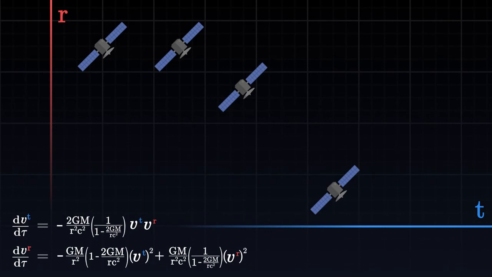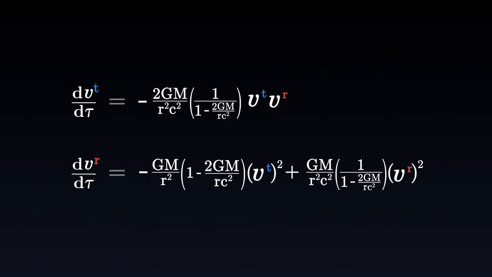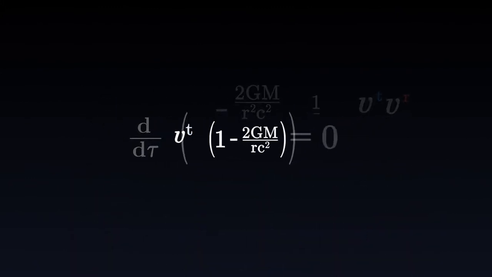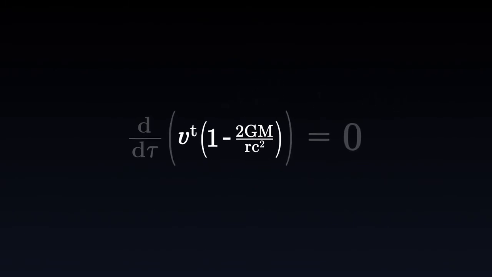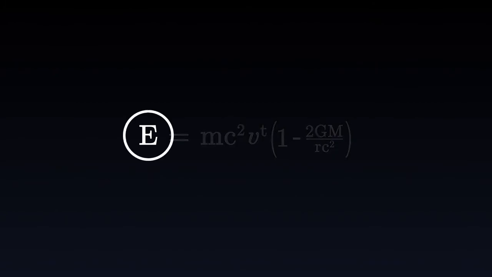To go further, it is possible to interpret these equations in a more elegant way. The first equation in particular can be put in a different form, which indicates the conservation of a certain quantity. This quantity is proportional to what we call energy. In the Schwarzschild metric, the energy of an object depends on its altitude and its movement through time.